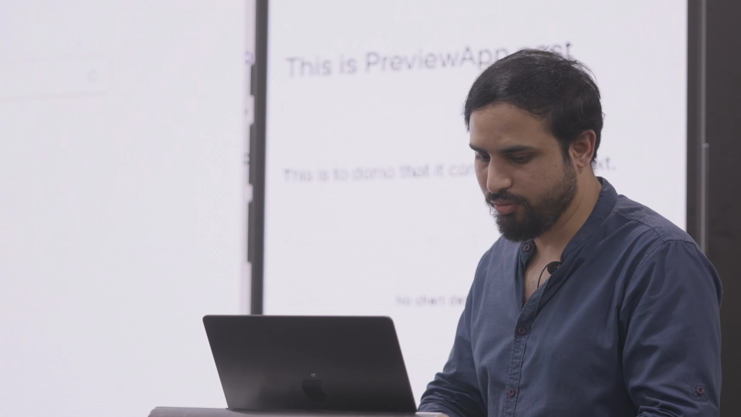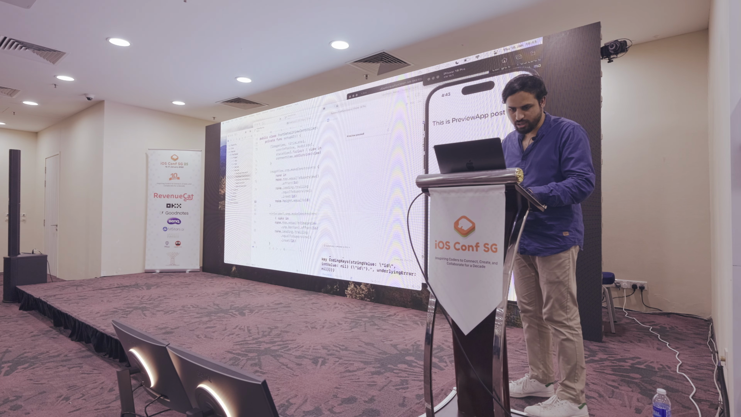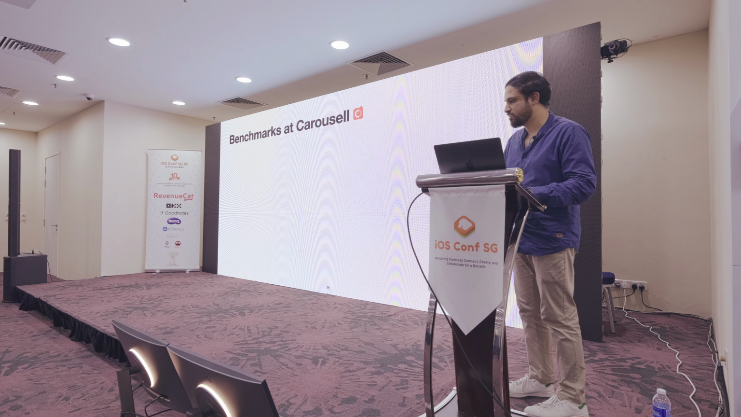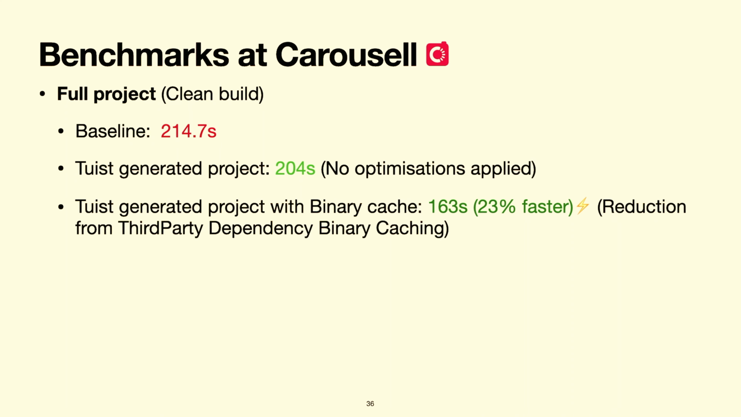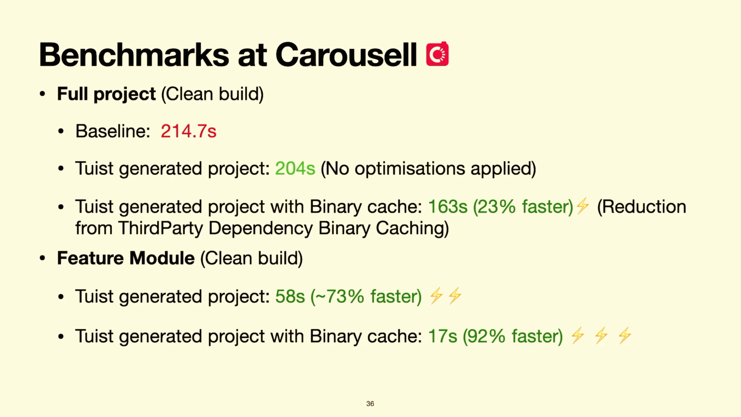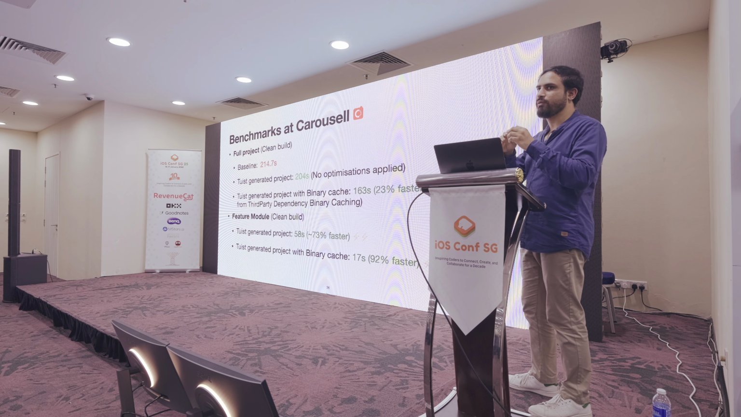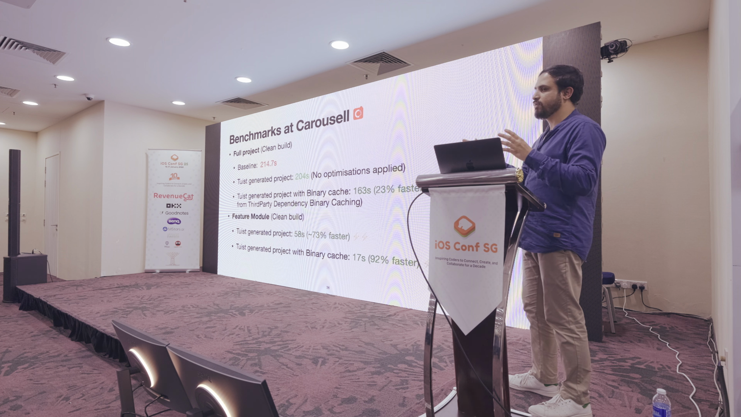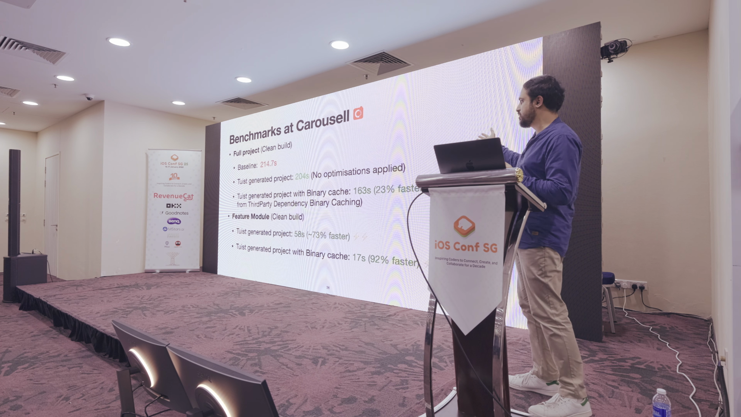Yeah, I think that should be for the demo. I think I can just go to the last slide, close it out. Some benchmarks that we've seen, early benchmarks, is our full project basically took about 200 odd seconds as a baseline. The Tuist generated version took slightly lesser, but that was mostly because we could drop a few files as we cleaned up the project. But the one with binary cache basically went down to about 163 seconds, which was about 23% faster. This is because we binary cached all of our third-party dependencies, meaning that we didn't have to compile them at all. And these are clean build times.